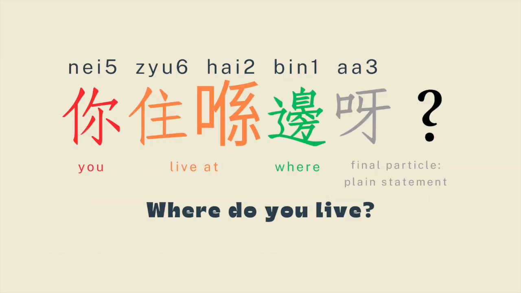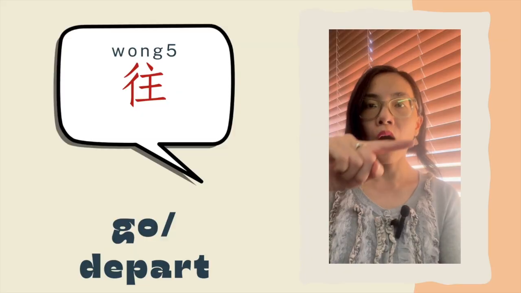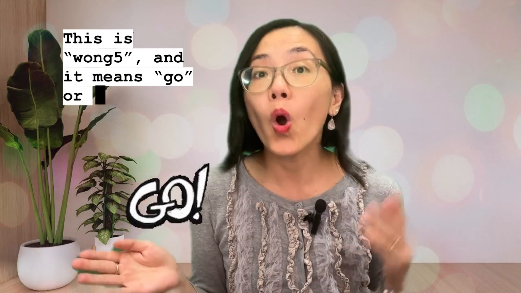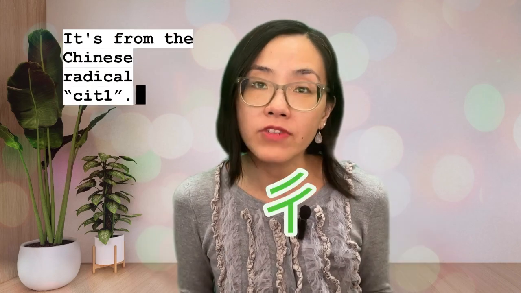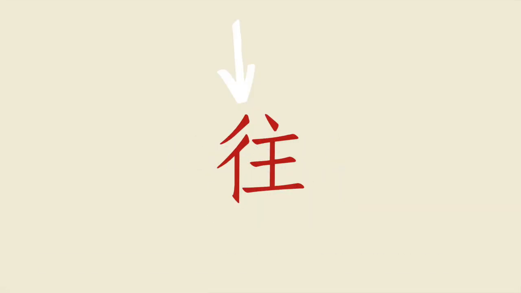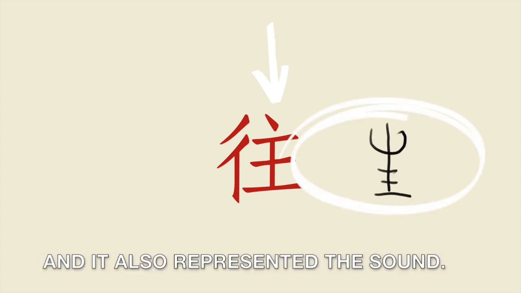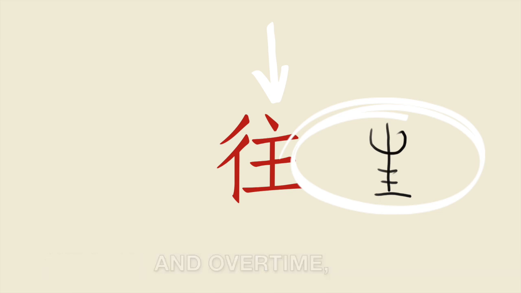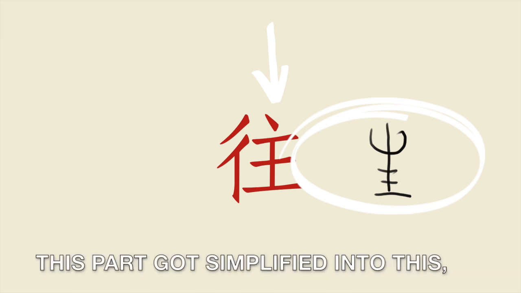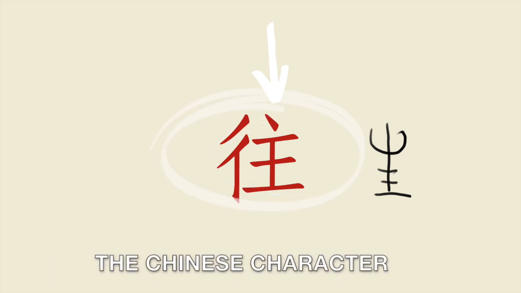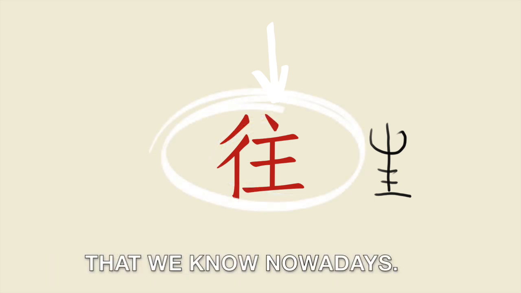For example, 你住喺邊啊? This is 往, and it means go or depart. It's from the Chinese radical 彳. Again, this part represents the meaning. This part originally looked like this in ancient times, and it also represented the sound. And over time, this part got simplified into this, the Chinese character that we know nowadays.